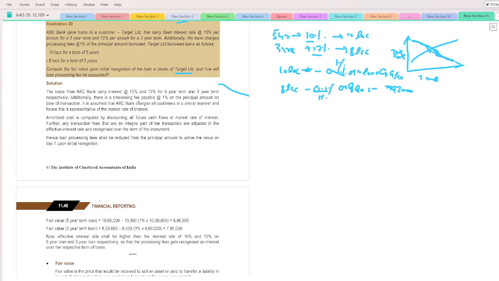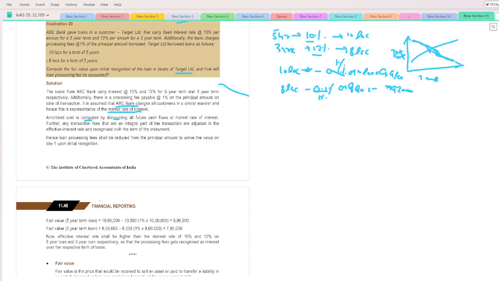Okay. Additionally, there is a processing fee payable at 1% on the principal amount on the date of the transaction. It is assumed that the ABC bank charges all the customers. So just this for the information purpose. Normally, to have harmony with all the customers, the bank is not discriminating with any of the customers. So it charges all the customers in a similar manner, and hence this is a representative of the market rate of interest. Amortized cost is computed by discounting all the future cash flow at the market rate of interest.